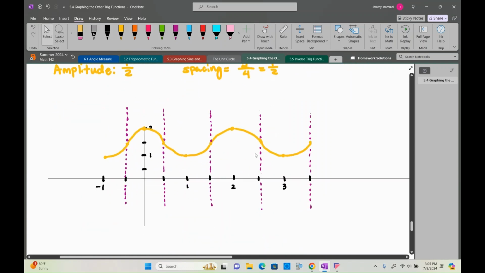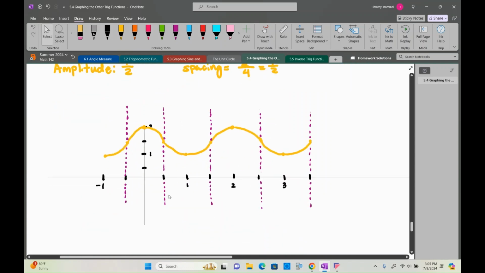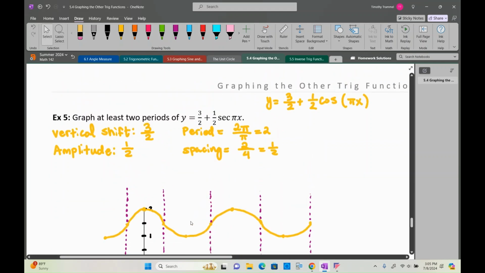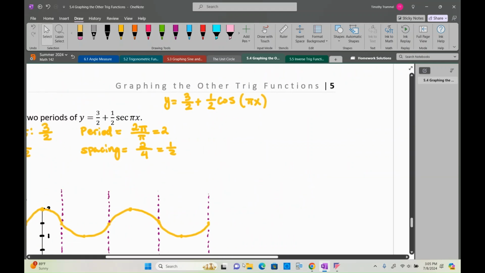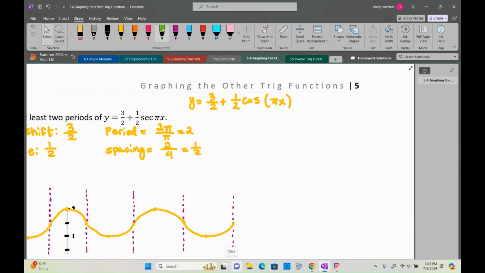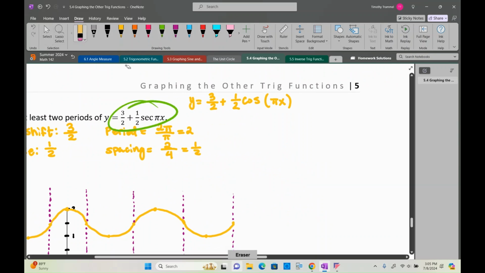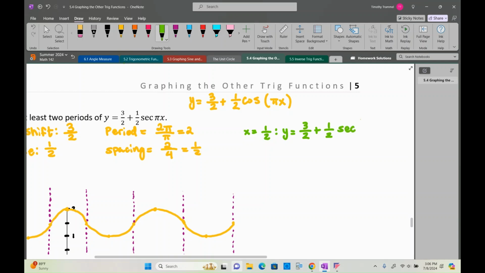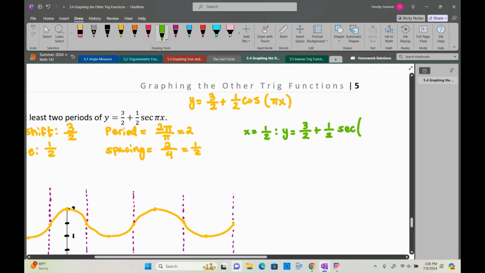let's just consider trying to plug one of these values in. So like this is at x equals 1/2. So if I were to come over here and try to plug in 1/2 into this, let's see what we get. We get y equals 3/2 plus 1/2 secant of pi times 1/2, or pi over 2.